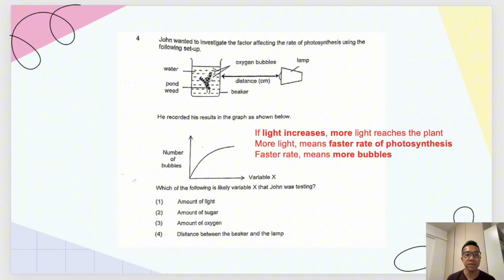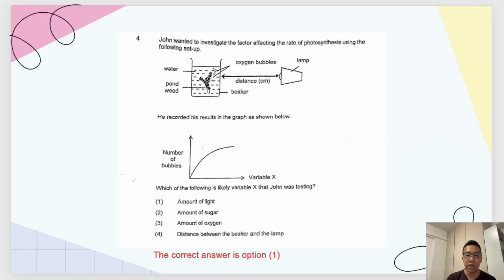As light increases, more light will reach the plant. The rate of photosynthesis would also increase. It will get faster, and a faster rate of photosynthesis would mean more bubbles are generated, which is true for the graph you see here. Therefore, the correct answer here is option number 1.